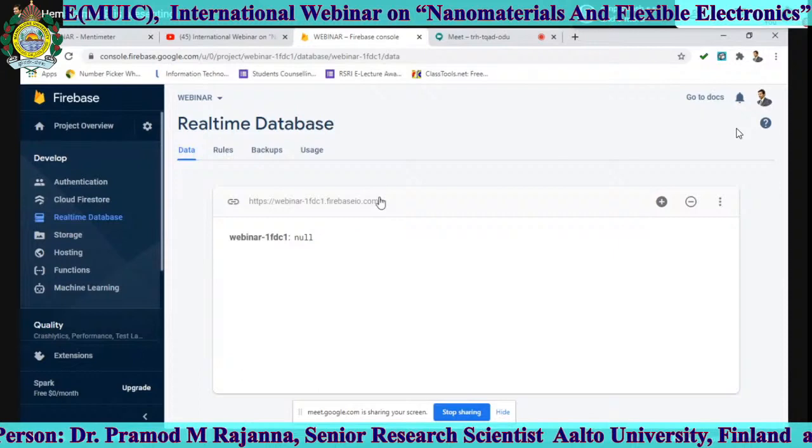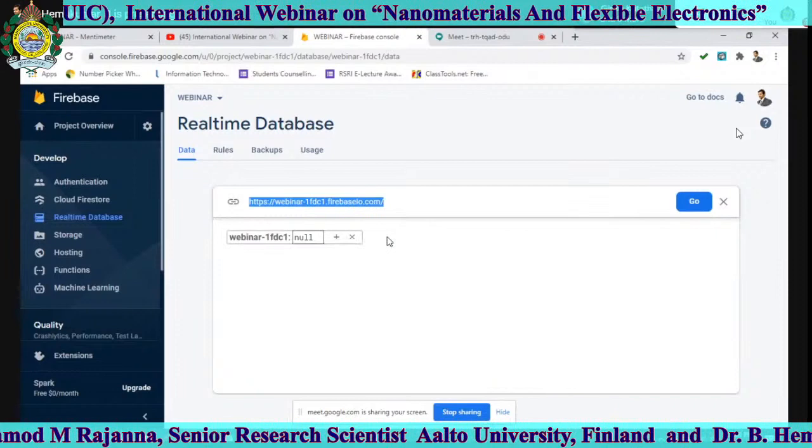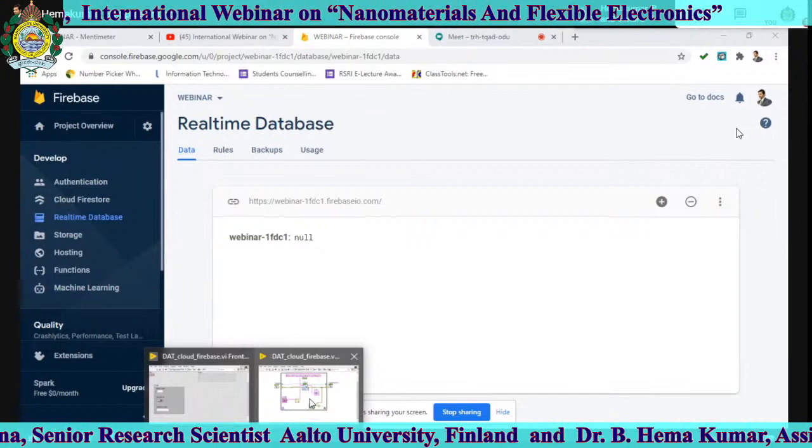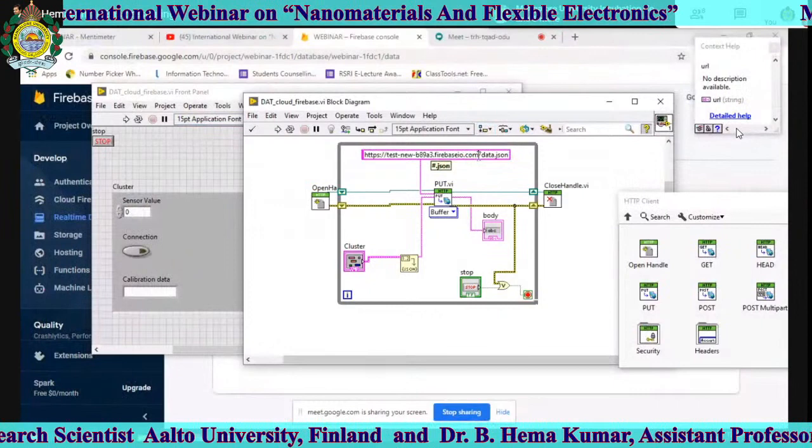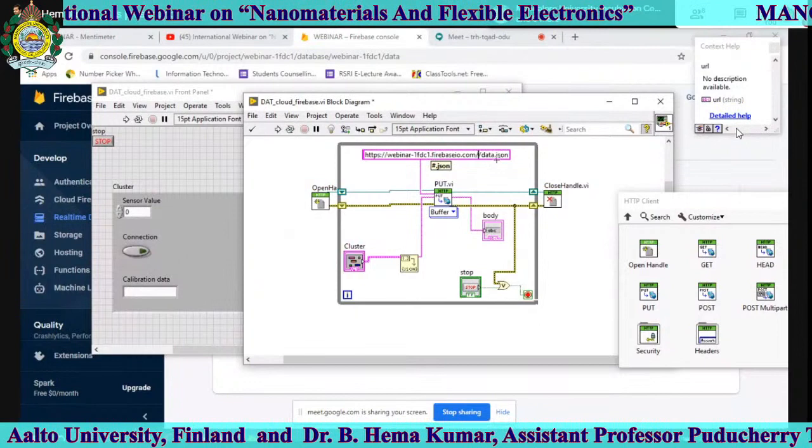This address, I'll just copy it. This is my cloud address. Okay, so I'll come back to my cloud. Here you have this address. I'll just paste the address that I have copied there. It is a webinar and it has to be data in JSON.